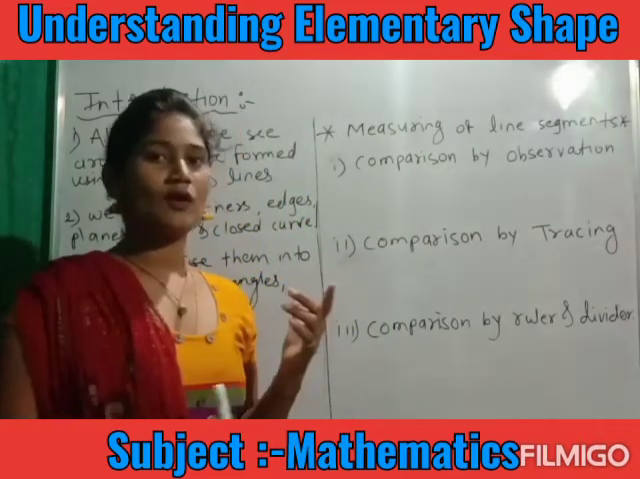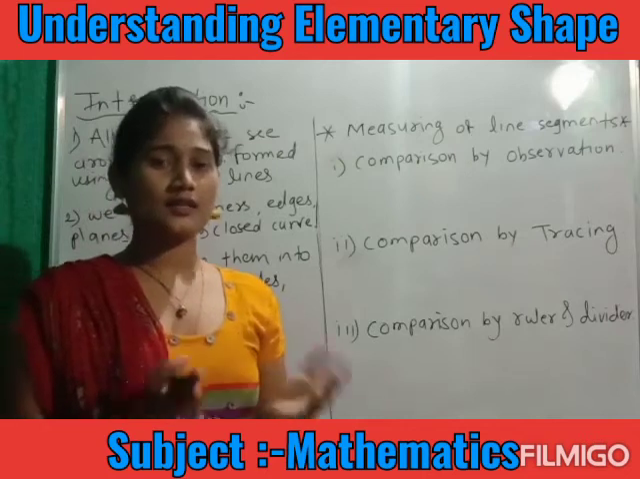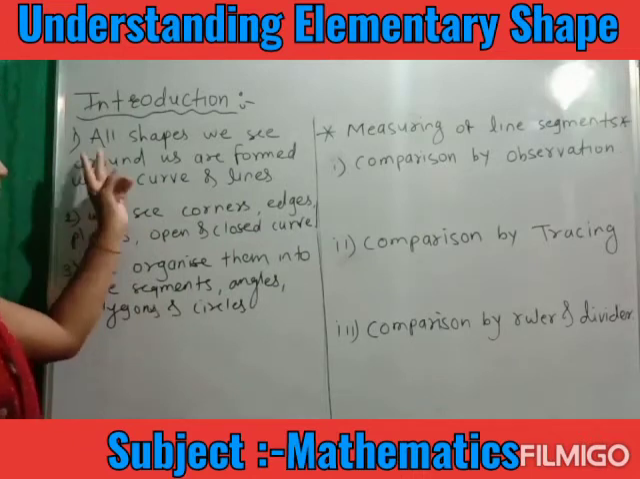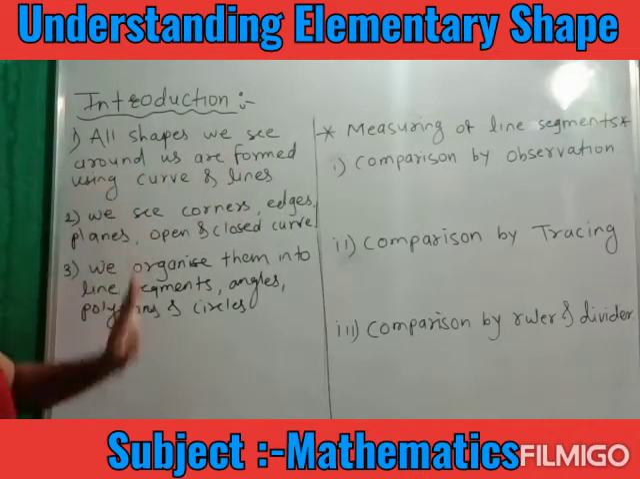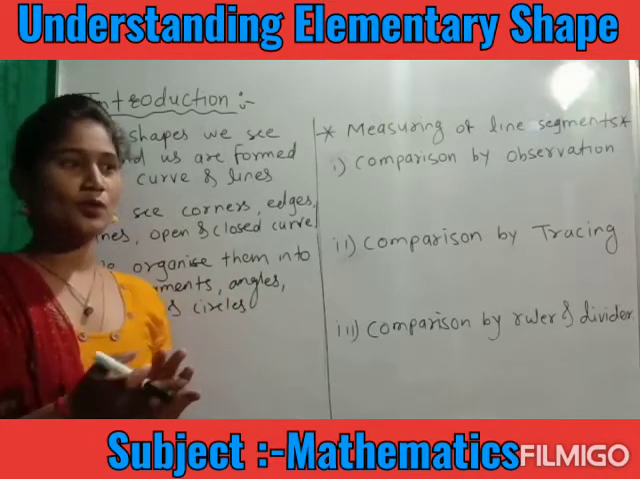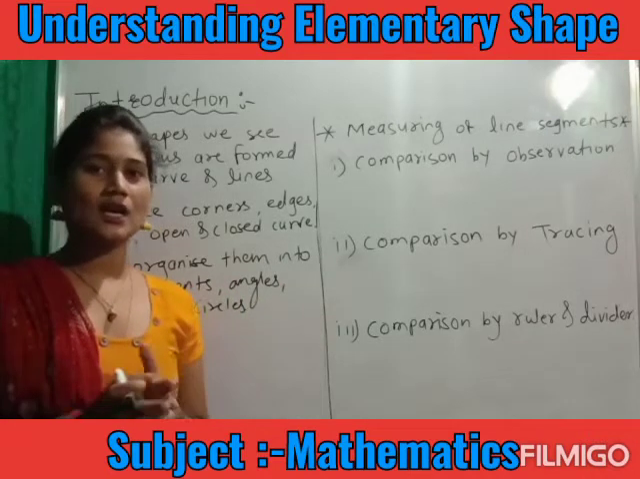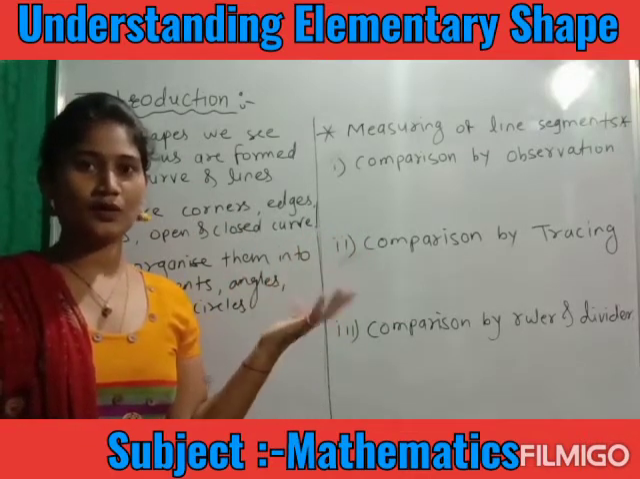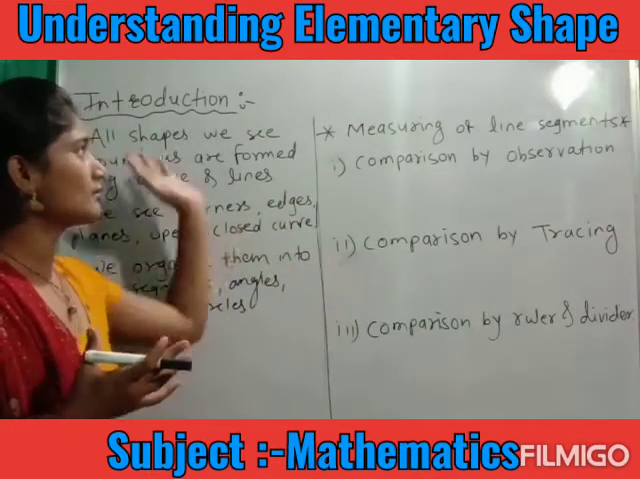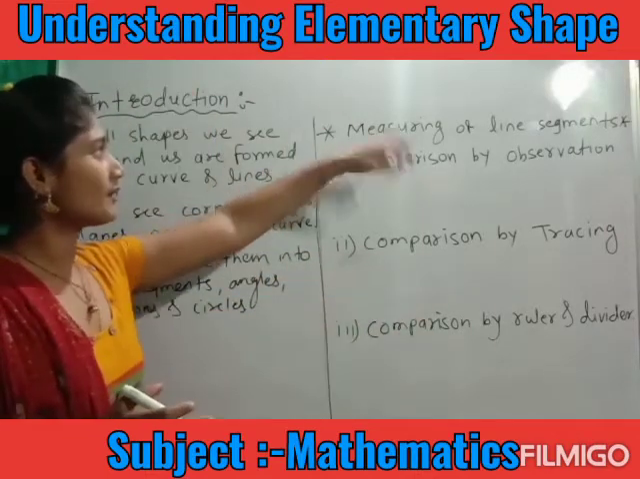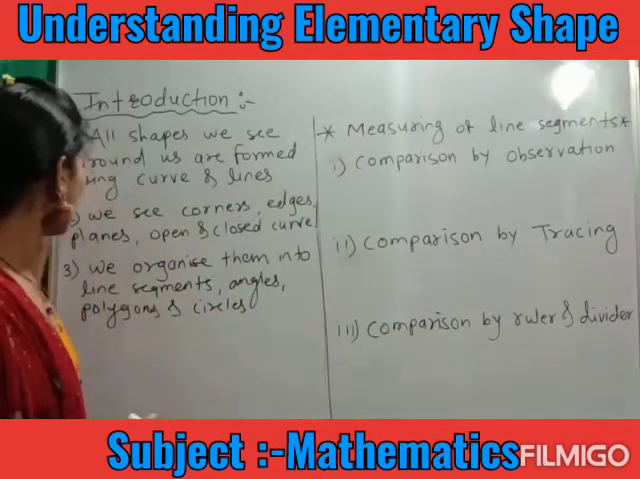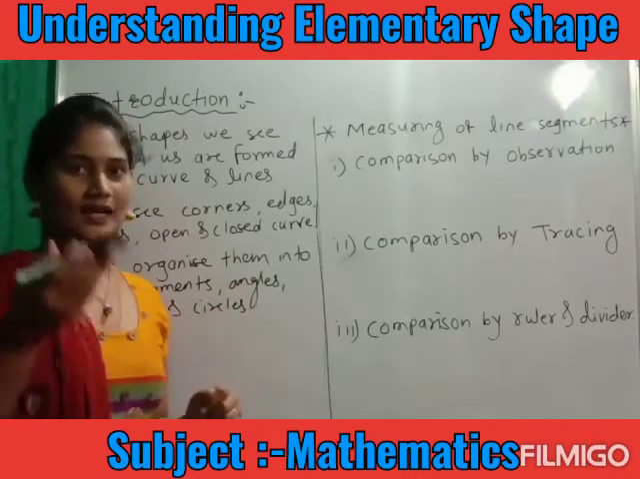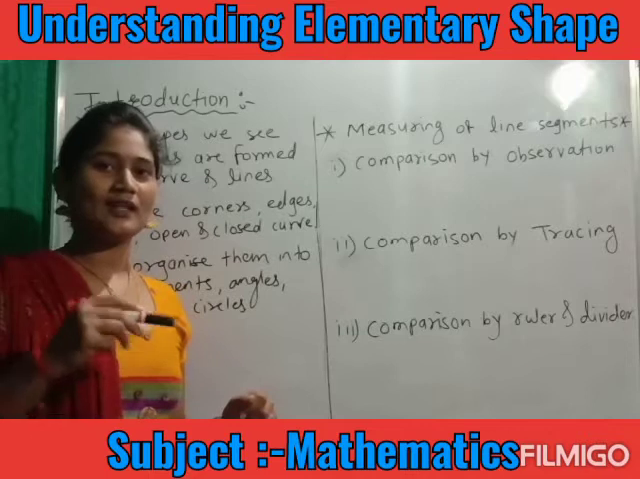Now see, first of all, in the introduction session, this is the starting, so we have to see a quick introduction. All the shapes we see around us are formed of curves and lines. Everything around us is formed either with a curve or with line segments. Suppose this is the board, then it is made up of line segments: this is the upper one, this is the second line segment, this is the third, and this is the 4th one. If I find something in a circle shape, suppose a bangle, then it is in the circle shape.